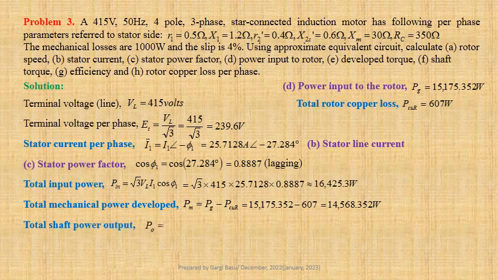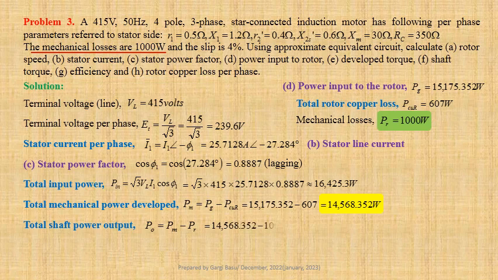Now we shall calculate total shaft power output. PO equals Pm minus PR. Given mechanical losses, PR equals 1000 watts. Therefore, PO equals 14,568.352 minus 1000. That gives us 13,568.352 watt.